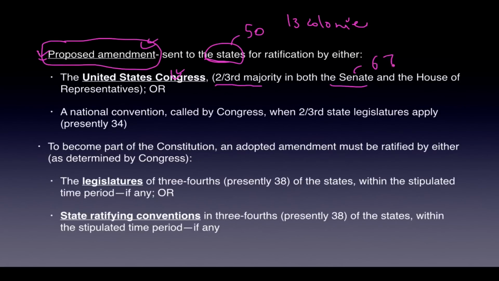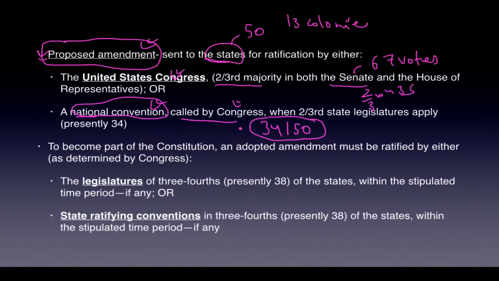In the case of the Senate, 67 votes are needed. In the case of the House of Representatives, 2/3 of 435 votes are needed. Or a national convention can also be called by Congress, and in that case, only when 2/3 of the state legislatures, that is 34 out of 50 state legislatures, want it, a national convention can be called. So that is the process of starting it.